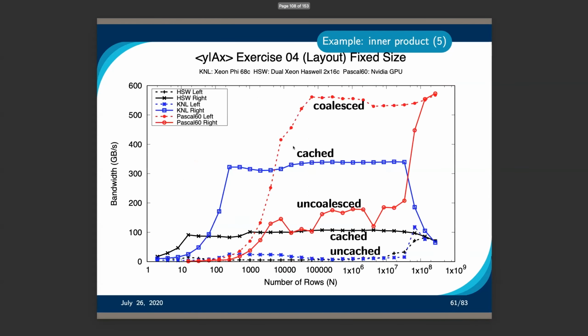Okay, next. And that's what you're getting here. You get coalesced access with LayoutLeft on the GPU, and you get cached access on the CPU with LayoutRight. Okay, does that answer the question about the false sharing?